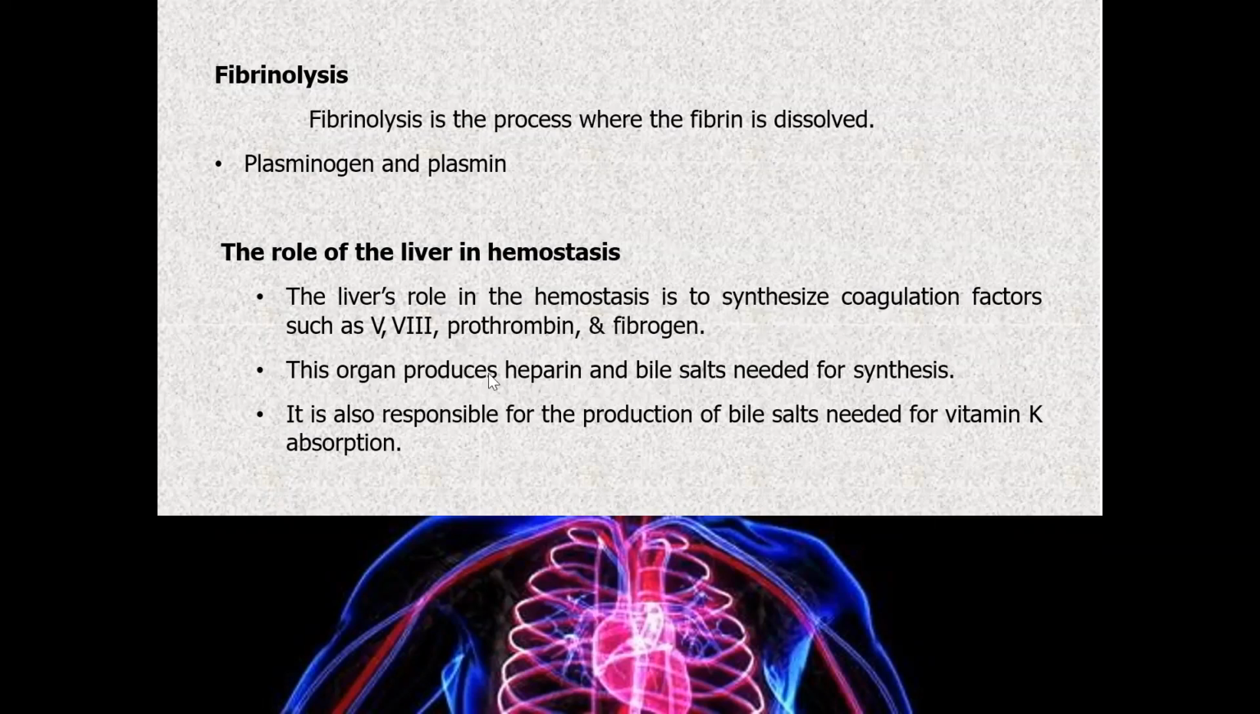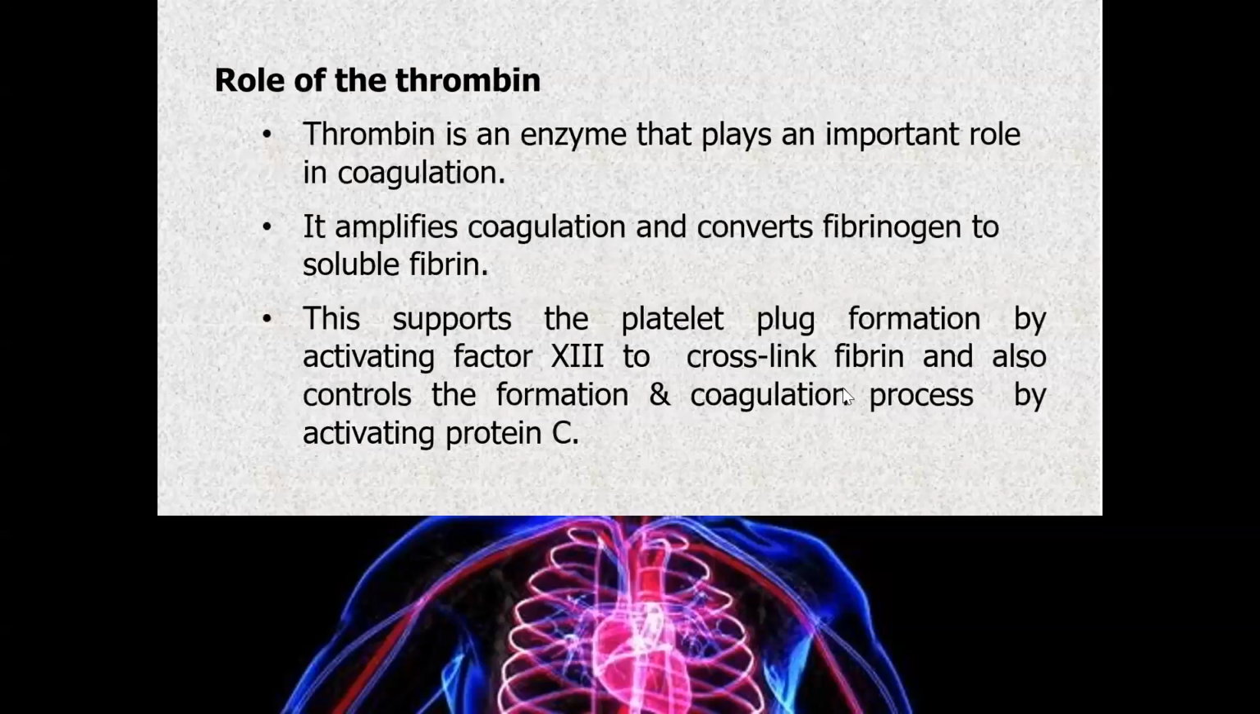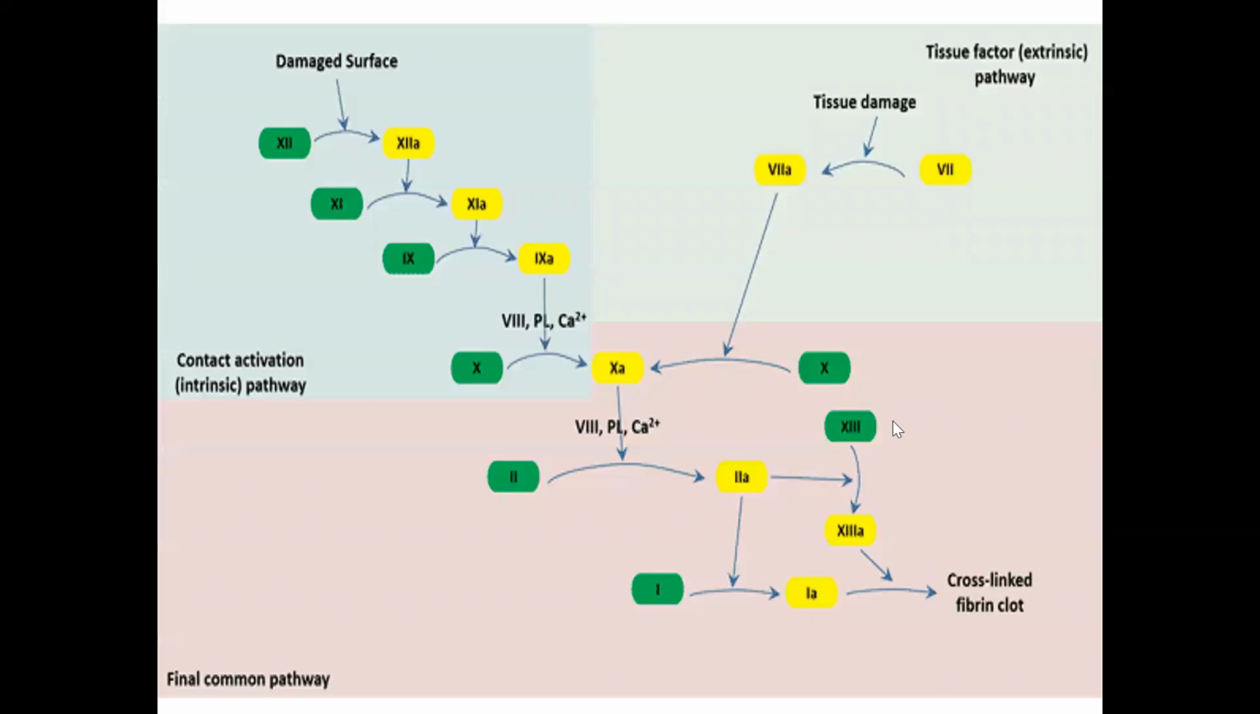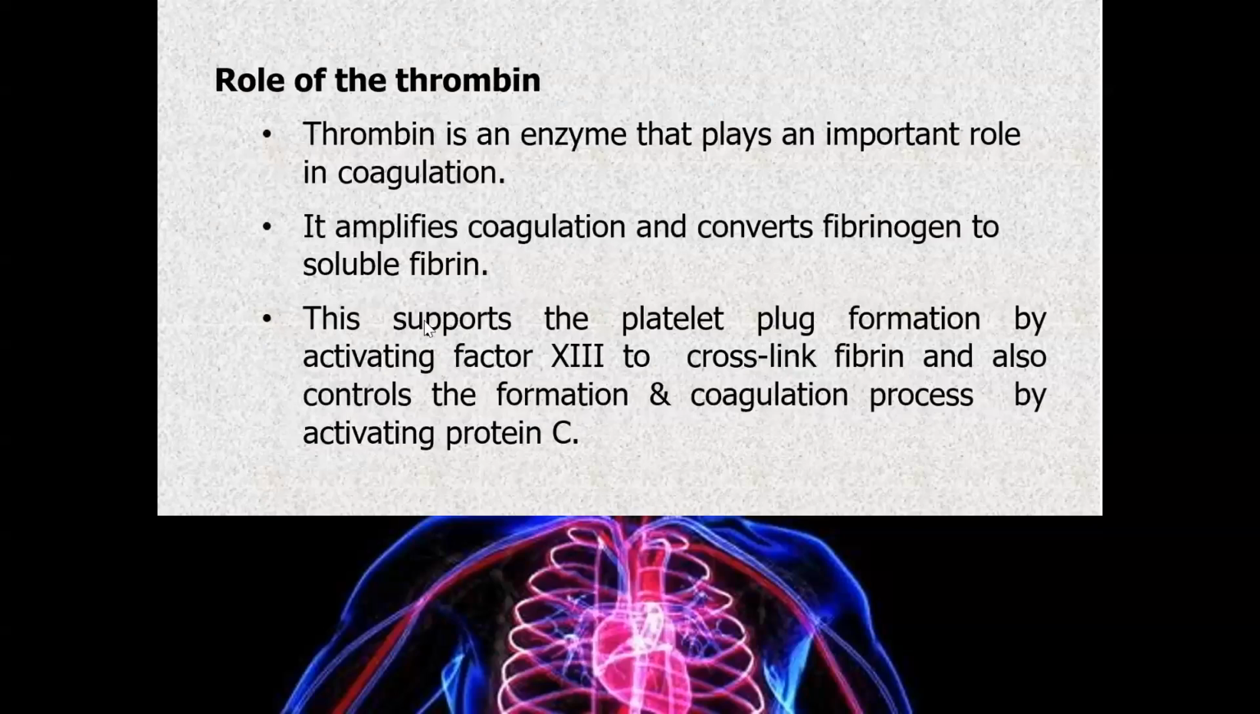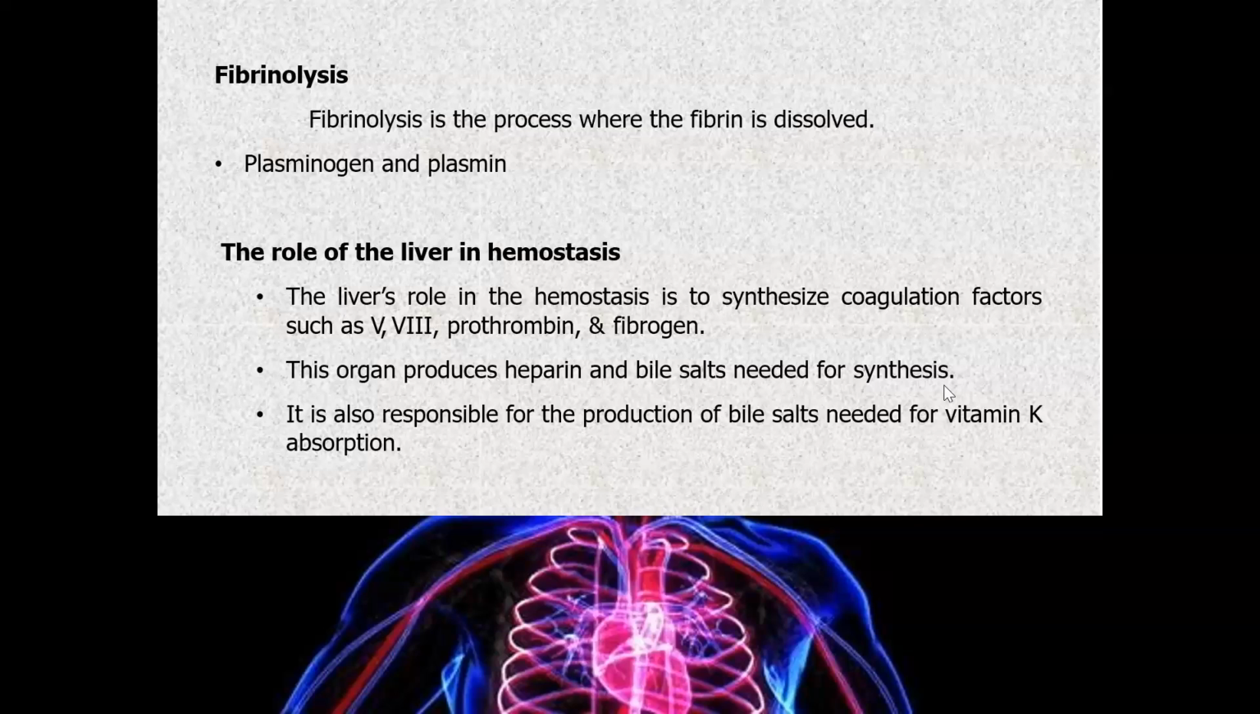Okay, so this organ produces heparin and bile salts that are needed for synthesis. Okay? So heparin is our natural anticoagulant inside our body. Okay, heparin. It is also responsible for the production of bile salts that are needed for vitamin K absorption. So, why did vitamin K come in here? Take note, vitamin K is a cofactor. So, when we say cofactor, it is needed to activate certain coagulation factors. Okay, so it is a cofactor. So, you need vitamin K. So, vitamin K needs the liver. Okay?